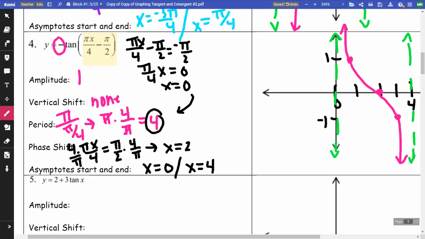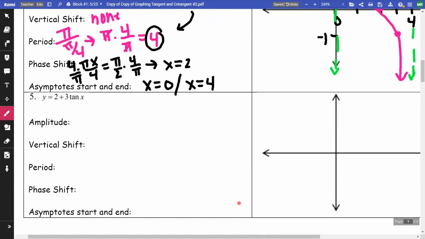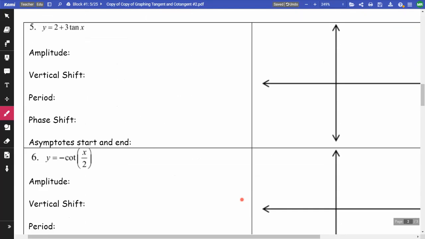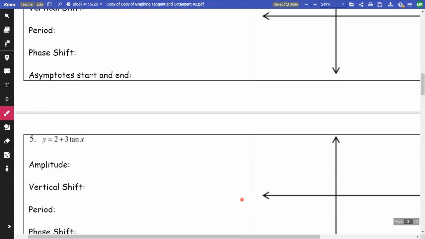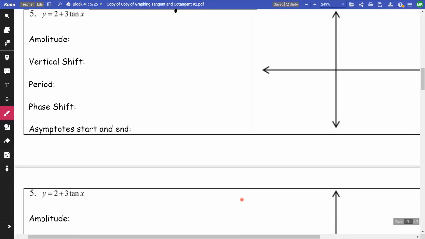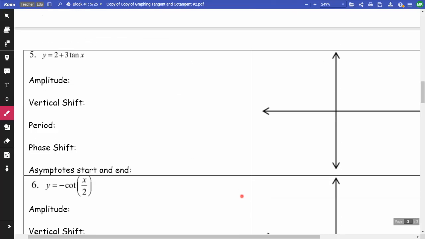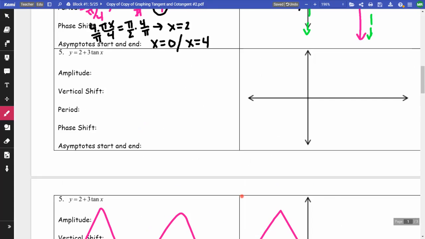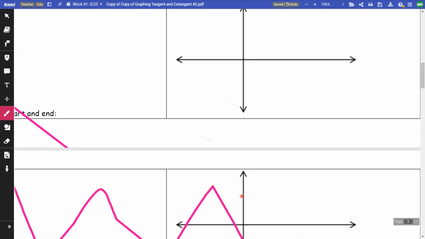Okay, on number 5. So on 5, this one is going to have an amplitude and a vertical shift. And number 5 is the same problem, so we're just going to skip this one here. Okay, that one's going to be skipped. So we'll do this one here.